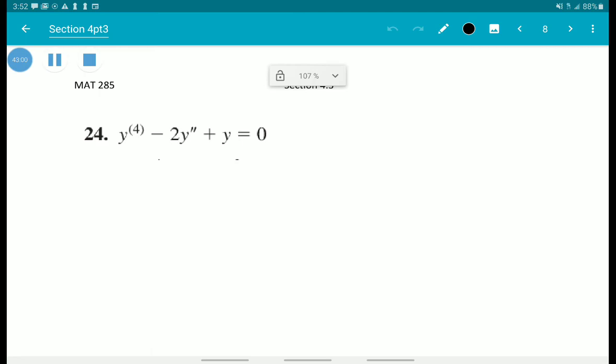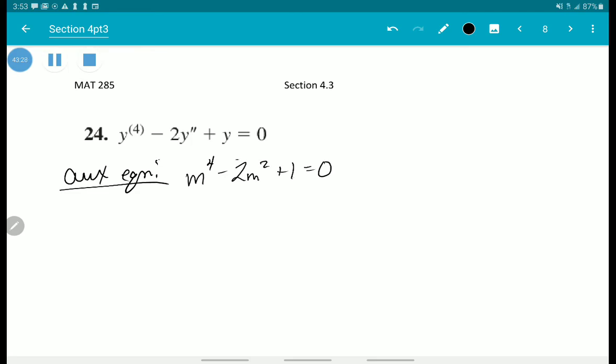So if we look at another one, we have the 4th derivative of y minus 2 times the 2nd derivative of y plus y is equal to 0. Take a minute and solve this one. This one is one you will be able to factor. So if you look at that auxiliary equation here, it's going to be m to the 4th minus 2m squared plus 1. This guy factors into m squared minus 1 times m squared minus 1. And both of those are differences of squares.